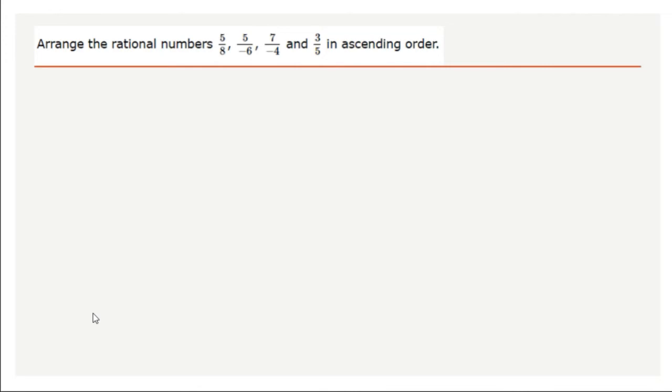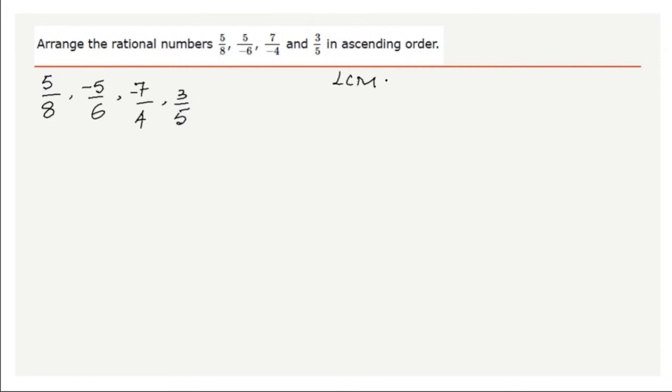We shall solve one more question. Here there are 4 different rational numbers given. First, let me express the given rational numbers: 5 by 8, minus 5 by 6, minus 7 by 4, 3 by 5. Now all the denominators are positive.